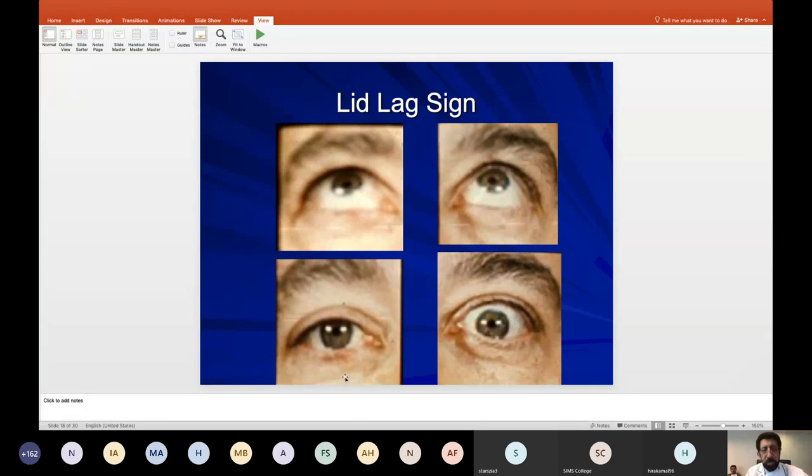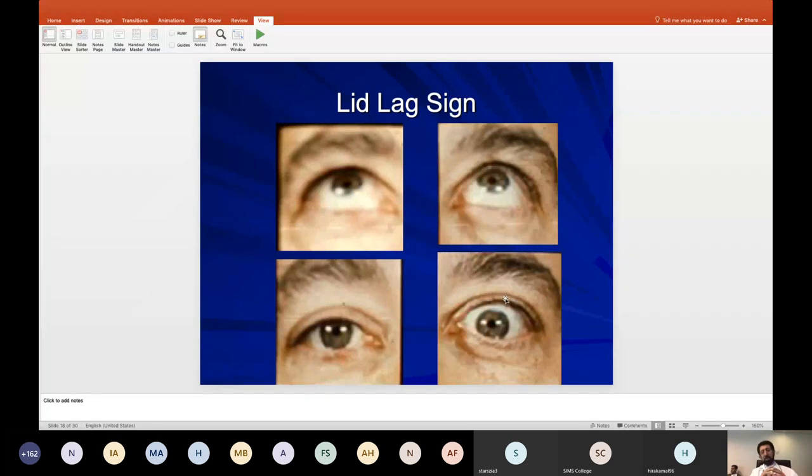But if you ask a patient of thyrotoxicosis to do it, since there is a spasm of the levator palpebrae superioris, when you take your eyes up and down rapidly, there'll be a time when the levator palpebrae superioris gets paralyzed, and the lid is not going to follow the eyeball. So when the patient moves the eye downwards, you will see that the eyelid also does not come down simultaneously, and this is known as a lid lag.